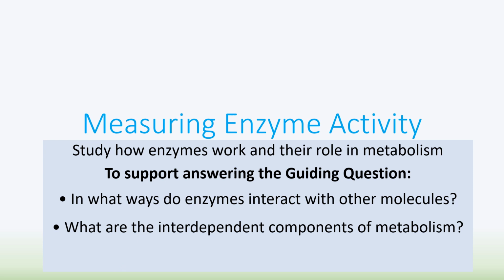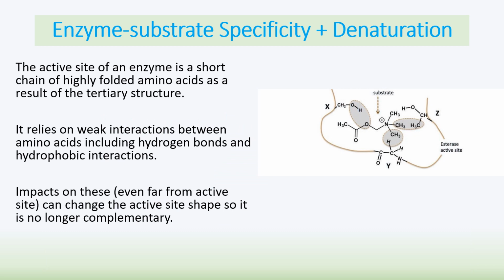So we also need to look at how we actually measure enzyme activity. Enzyme activity is important if we want to calculate the rate. The enzyme, as we said, has an active site that is a very small area. It relies on weak interactions between amino acids, including hydrogen bonds, to keep that active site perfectly the right shape. Impacts on these can mean it's no longer complementary and the enzyme is denatured.